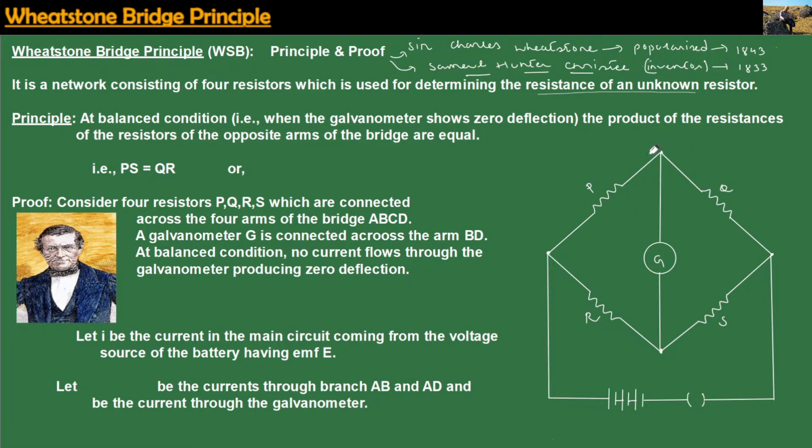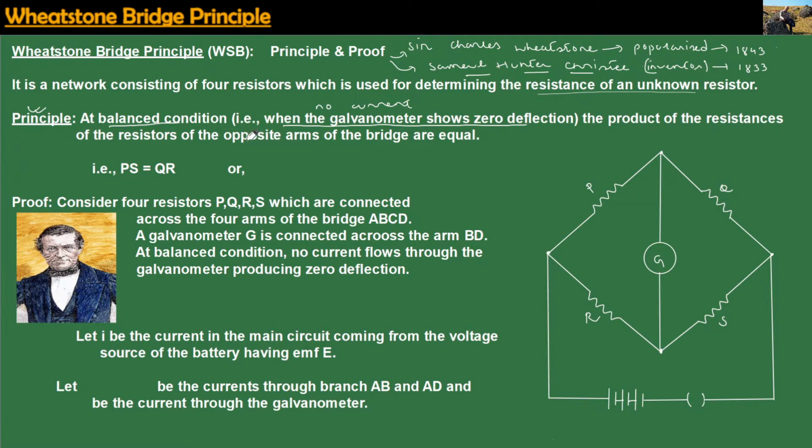When you look at this circuit arrangement, it consists of 4 resistors connected across the arms of a regular square, and there is a principle which underlies this arrangement. The working principle of this Wheatstone bridge is that at balance condition, the galvanometer will not show any deflection, which means there will be no current passing through the galvanometer.